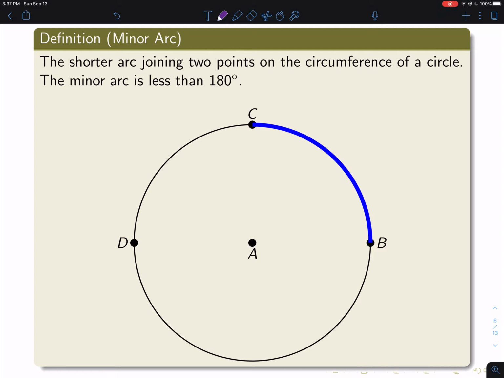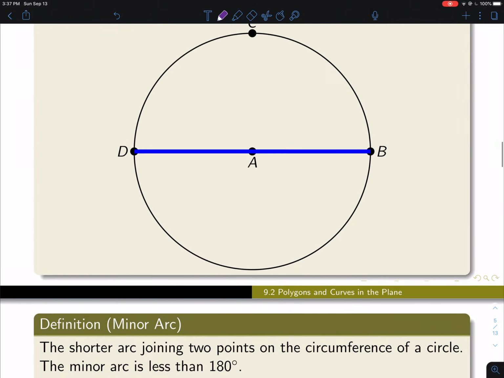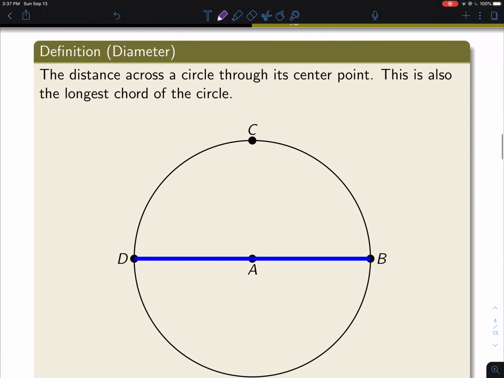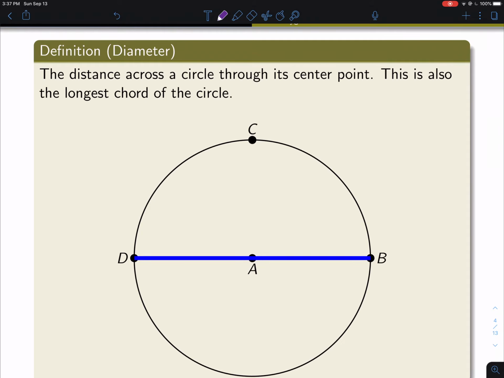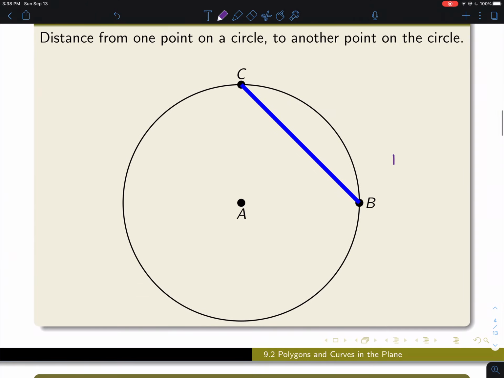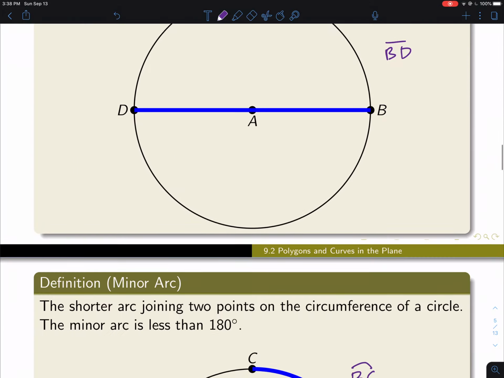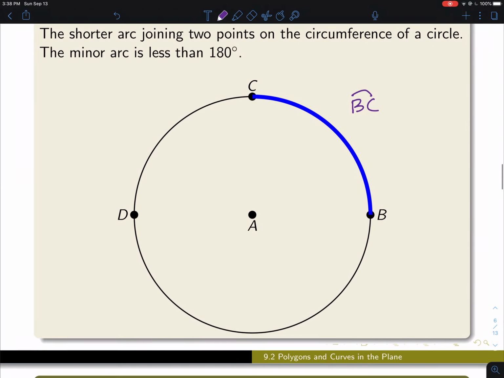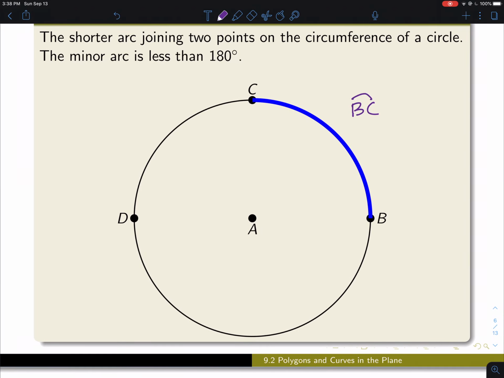When we talk about arcs, the symbol for it is BC with a little curve over top of it, so just keep that in mind. For the chords and things like that, we're using the same old line segment definition. This would look like BD with a little line over it. This would look like BC with a little line over it. That notation is the same that we would use before. The only new notation we're going to get is related to arcs.